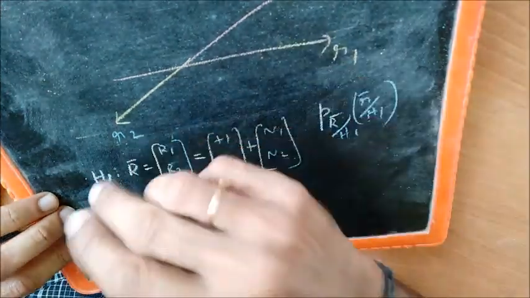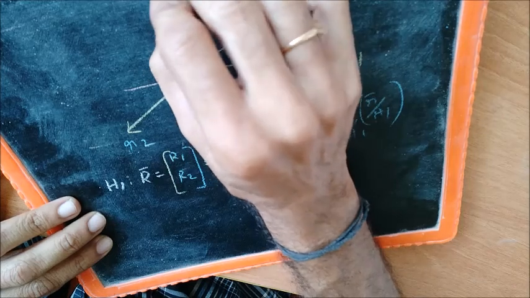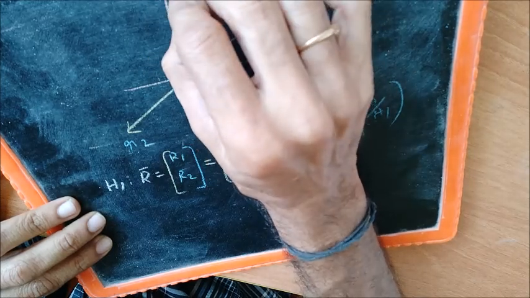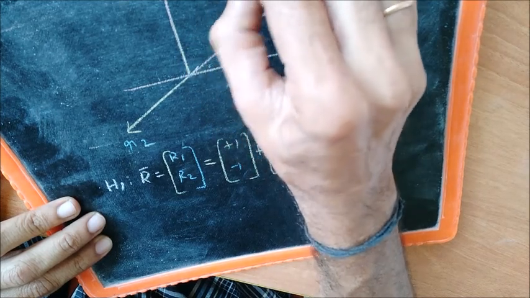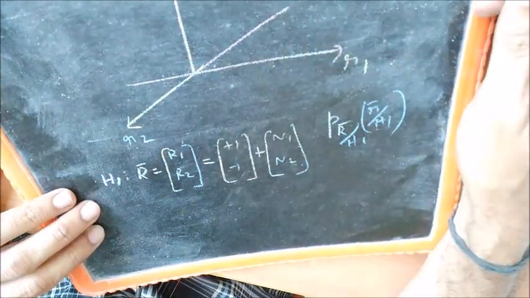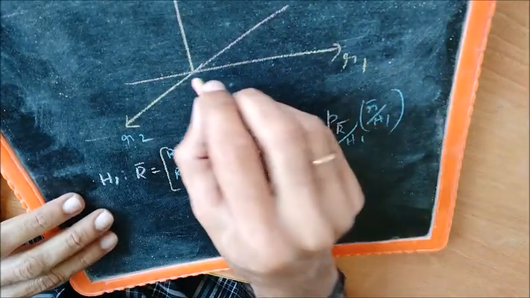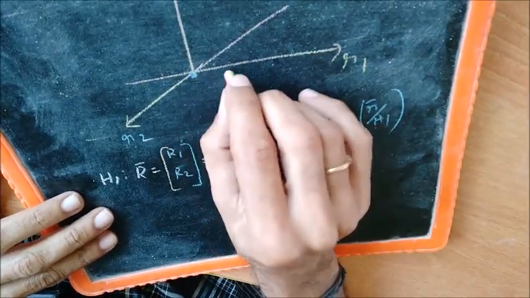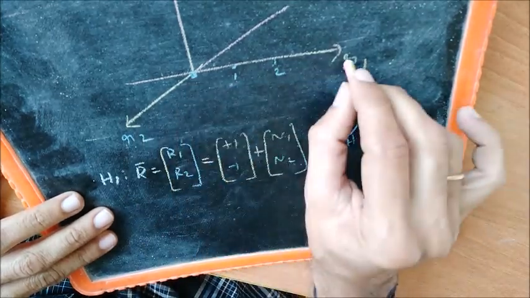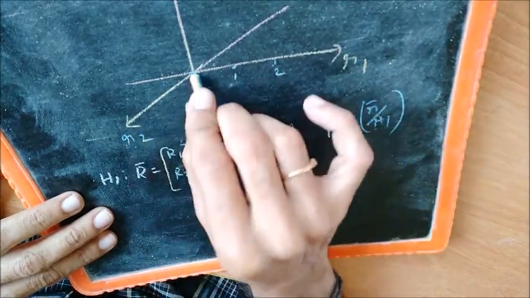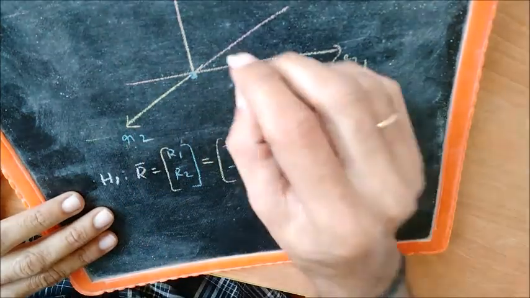So this is R1, R2, and I am going to plot here the conditional density function of the received vector given H1 is the true hypothesis. So there are 9 possible values. These 9 possible values are, you can verify: R1 0, R2 0; R1 1, R2 0; R1 2, R2 0.